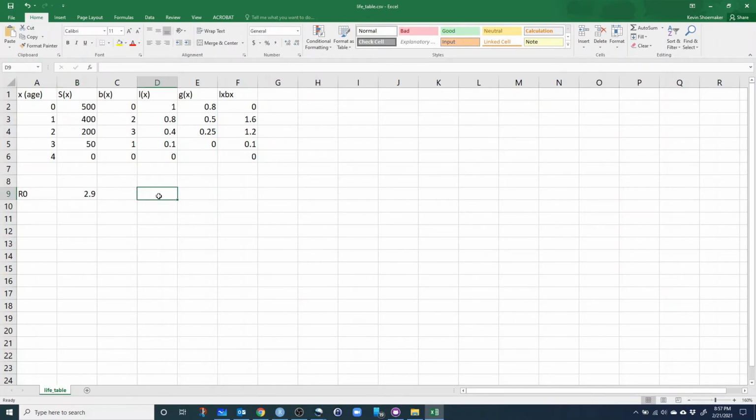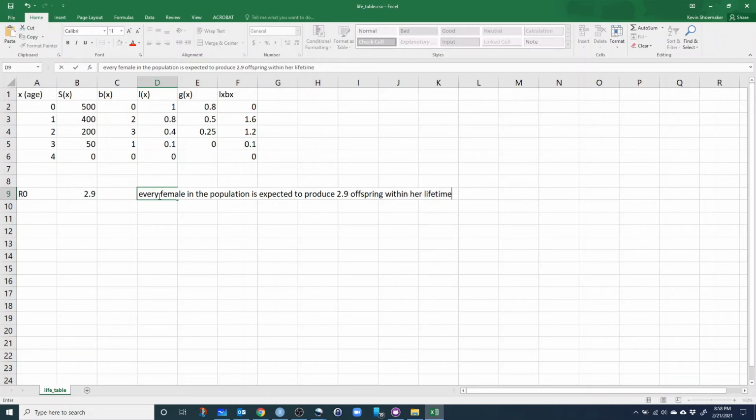So this now represents that every female in the population is expected to produce 2.9 offspring within her lifetime. So she's able to replace herself. But she's able to replace herself over what time frame? We do not know that because we have not computed the generation time yet.